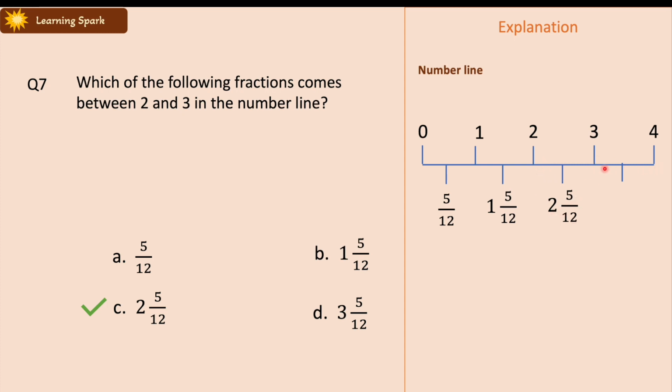And then 3 and 4, similarly, which one will come here? So this one, right? 3 and 5 by 12 is basically between 3 and 4. Okay, so our question was which one is between 2 and 3, and the answer will be this one, right? We can clearly see it is between 2 and 3. So this one is the correct answer.